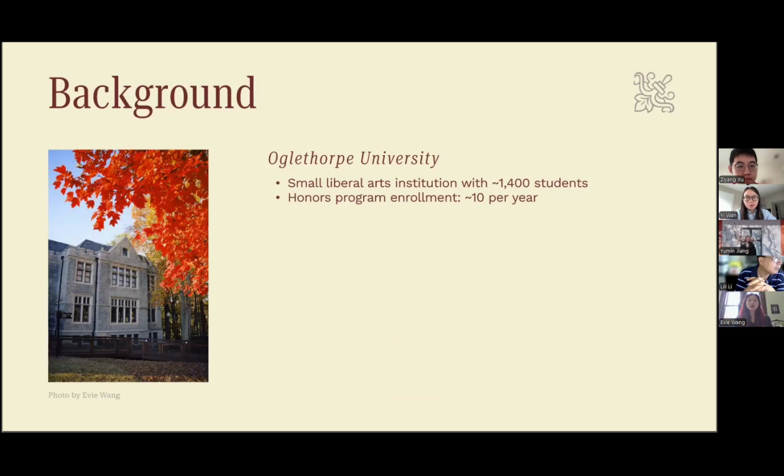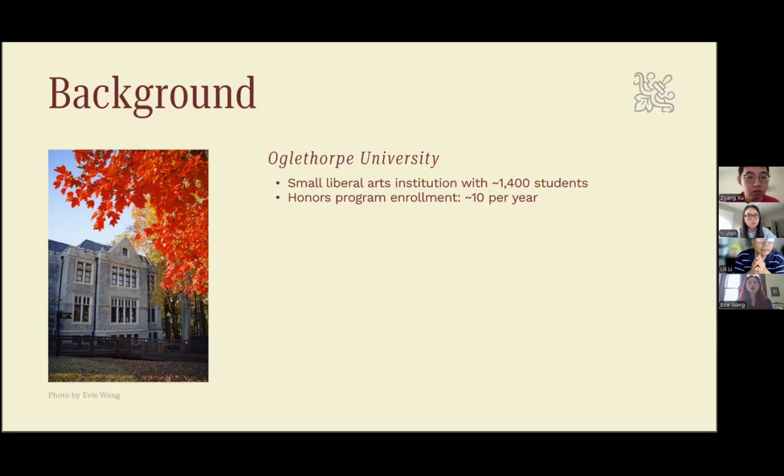Okay, so a little bit of background information. Oglethorpe University is a small liberal arts institution in Atlanta, Georgia, and we currently have around 1,400 students. We have an honors program that is open to everyone to apply, but currently there are about 10 honors students per cohort, and they come from a variety of disciplines, including biology, English and comparative literature, history, theater, etc.